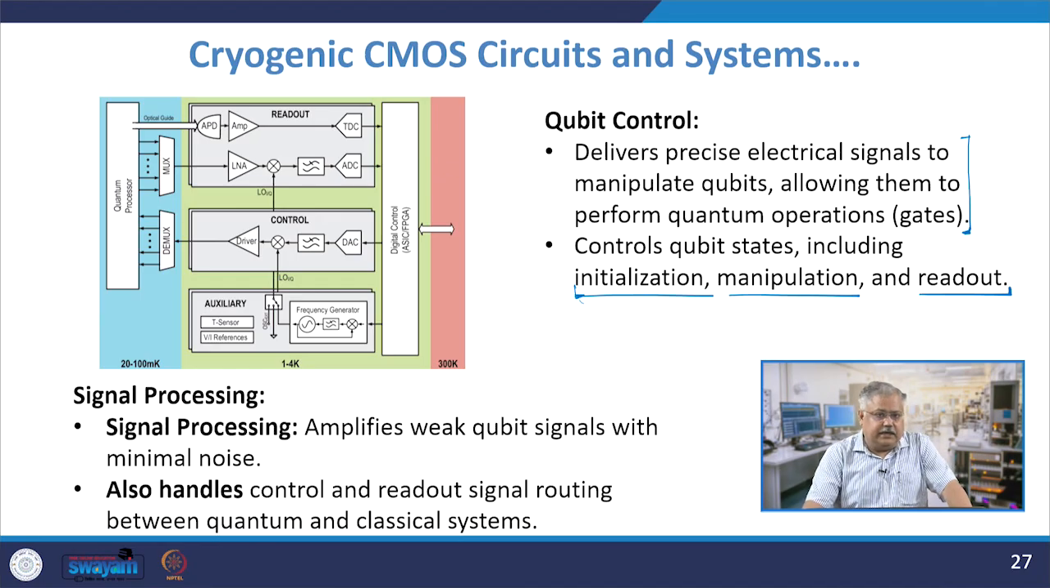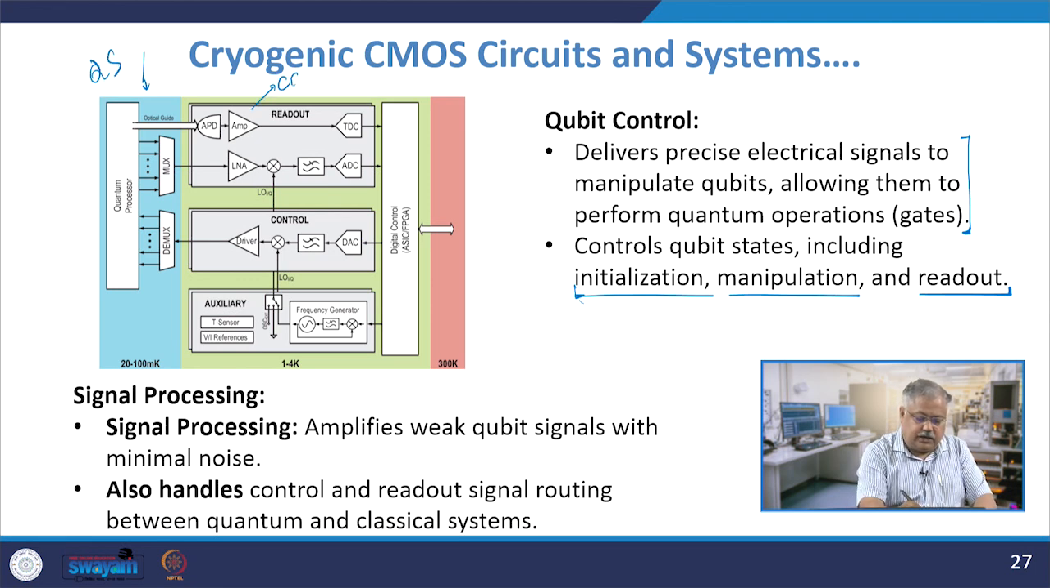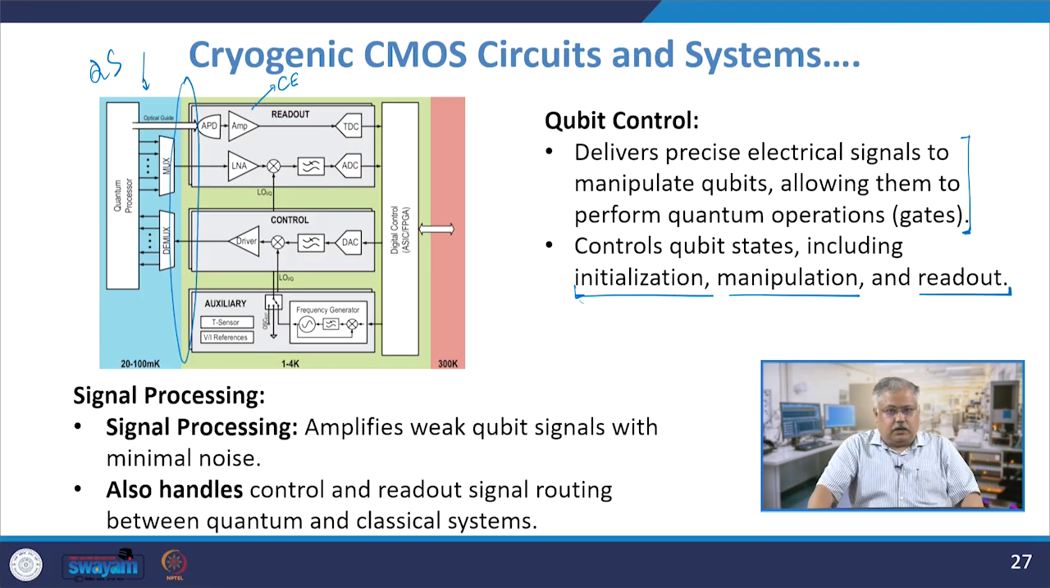That is what the idea is, and it also handles the control and readout signal routing between the quantum and classical system. So, please understand that this is your quantum state, and this is your classical electronics, which is at cryogenic. Now, this part is basically the interface between the two, and therefore, in this interface you have to be very careful about the type of signal which you are getting at these interfaces. That is pretty interesting and requires a good amount of preciseness and fidelity.